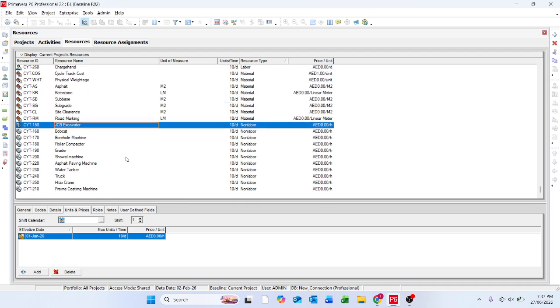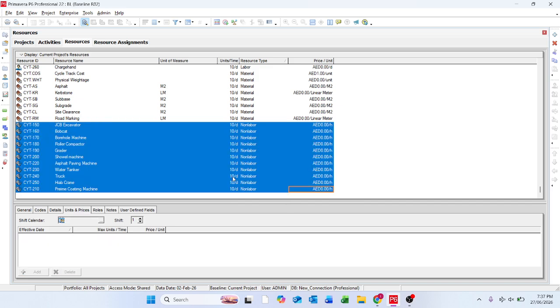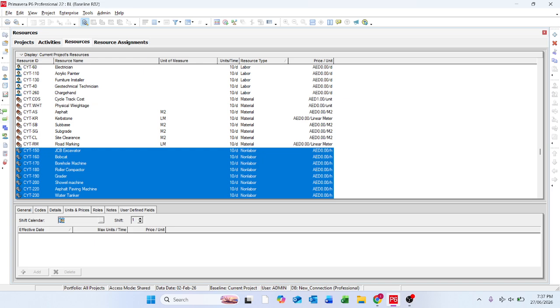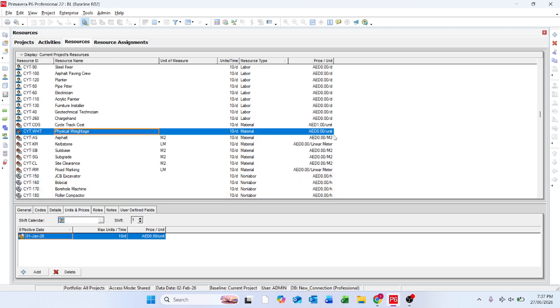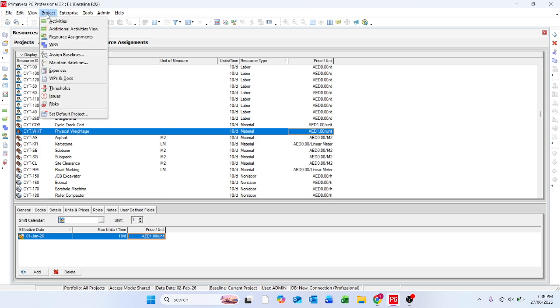Now let us go to the non-labor, which is the equipments. So again, they are working for 10 hours per day as non-labor, and price per unit is 0. We don't have a unit, we didn't assign any unit here. Now, most of the planners make a mistake. Let us say, if I put price per unit, what they are doing is they are assigning price per unit sometimes as 1 here.